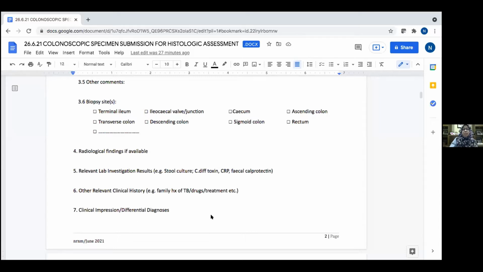It's quite simple. According to Razima, this form is simple to use. So we hope that if we really get to use it, the clinicians and the endoscopists will provide us all this information.